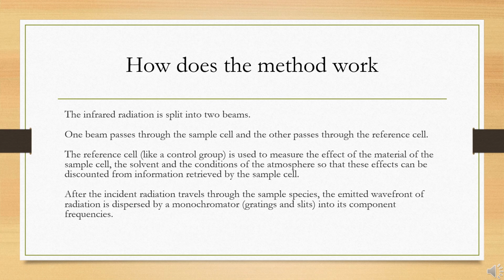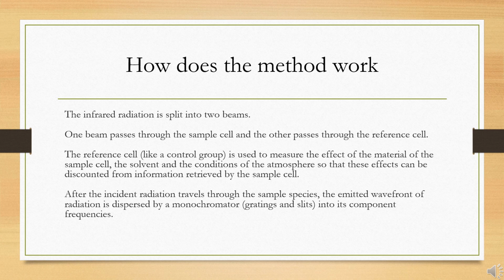How does the method work? The infrared radiation is split into two beams from the same source, passing through the sample and reference chambers. These reference and sample beams are focused on the detector by making use of an optical chopper such as a sector mirror. One beam passes through the sample cell and the other passes through the reference cell.